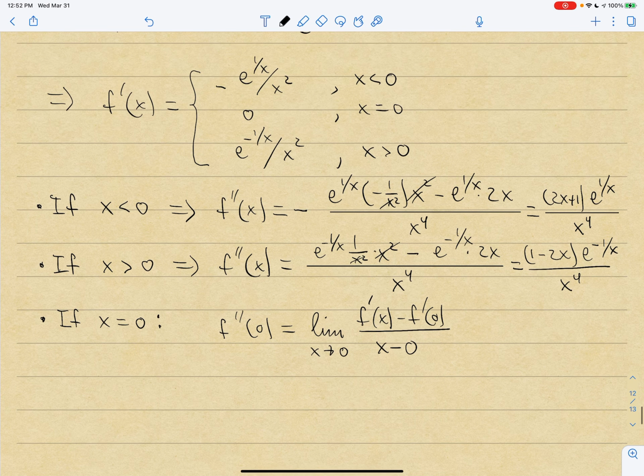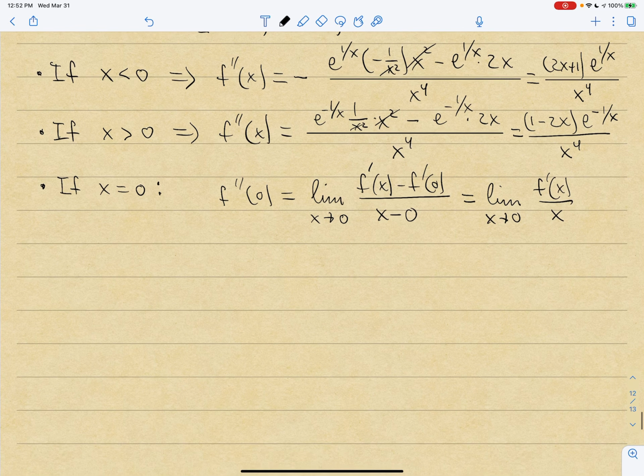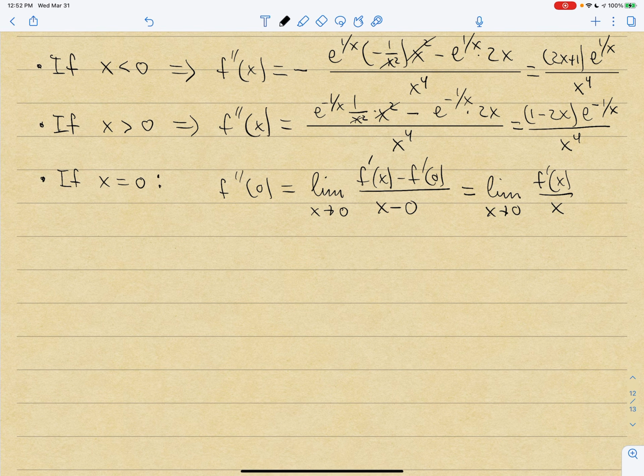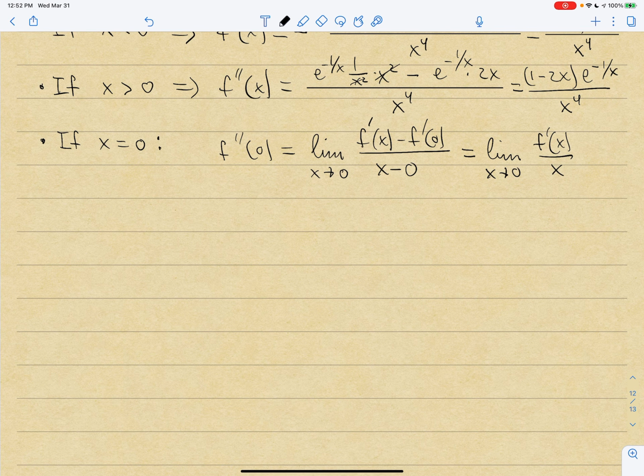But I already determined that at x equal to 0, the derivative is 0. So this thing will drop out, and x minus 0 will be just x. And so that is the limit as x approaches 0 of f prime of x over x. And again, I can compute this limit by taking a limit from the left and the limit from the right and making sure that these limits are the same.